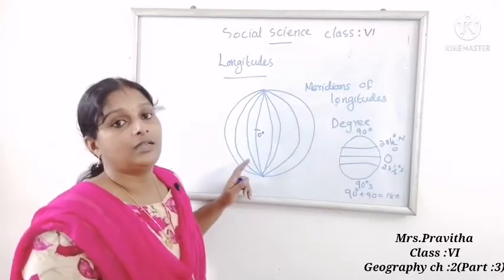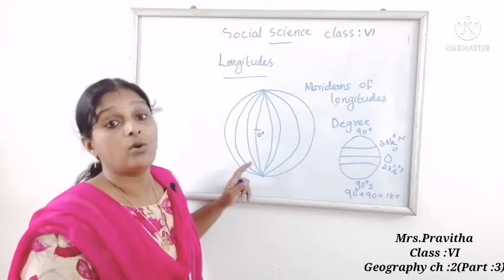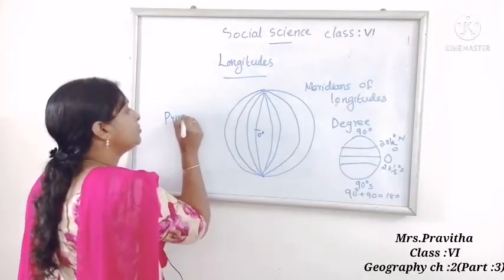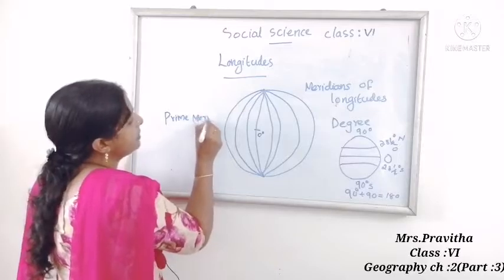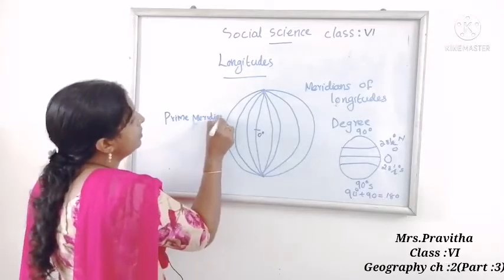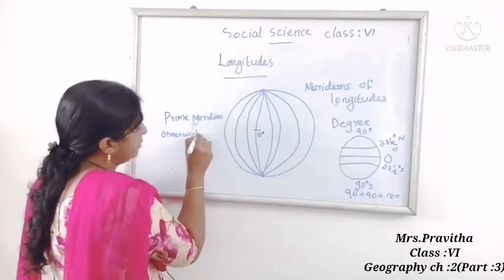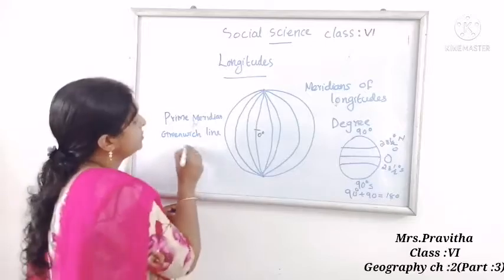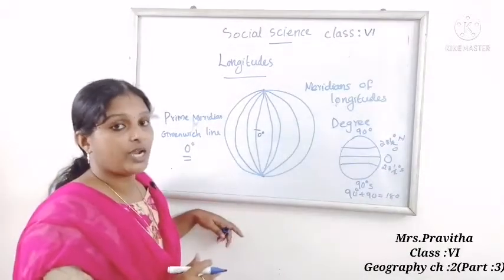The prime meridian is also known as the Greenwich line. So 0 degree longitude is known as the prime meridian, or Greenwich line. Which longitude is known as the prime meridian? 0 degree longitude. Which longitude is known as the Greenwich line? 0 degree longitude.